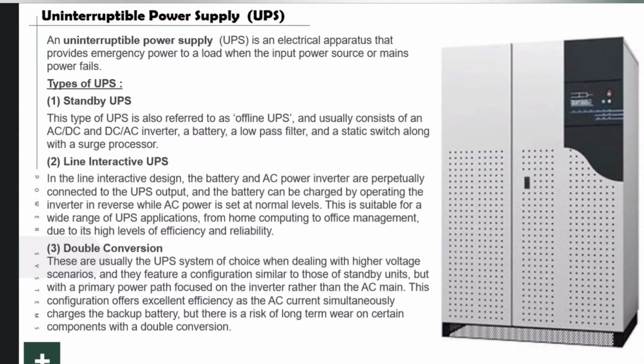And finally, the third type, called the double conversion. These are usually the UPS system of choice when dealing with higher voltage standards, and they feature a configuration similar to those standby units, but the configuration offers excellent efficiency as the AC current simultaneously charges the backup battery. But there is a risk of long-term wear on certain components with a double conversion.